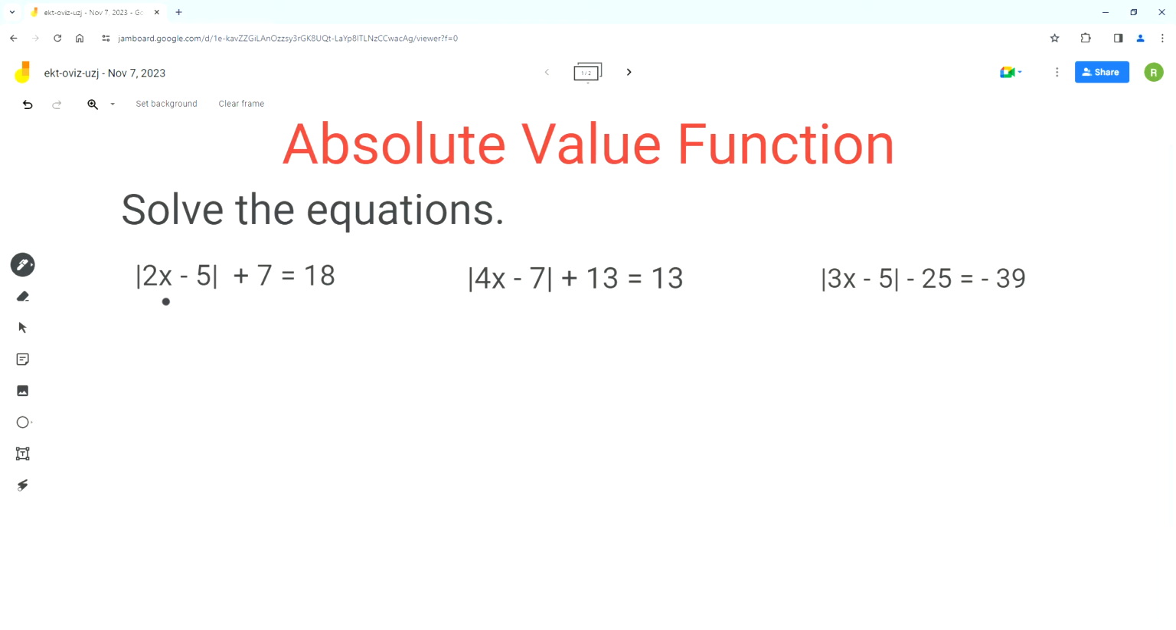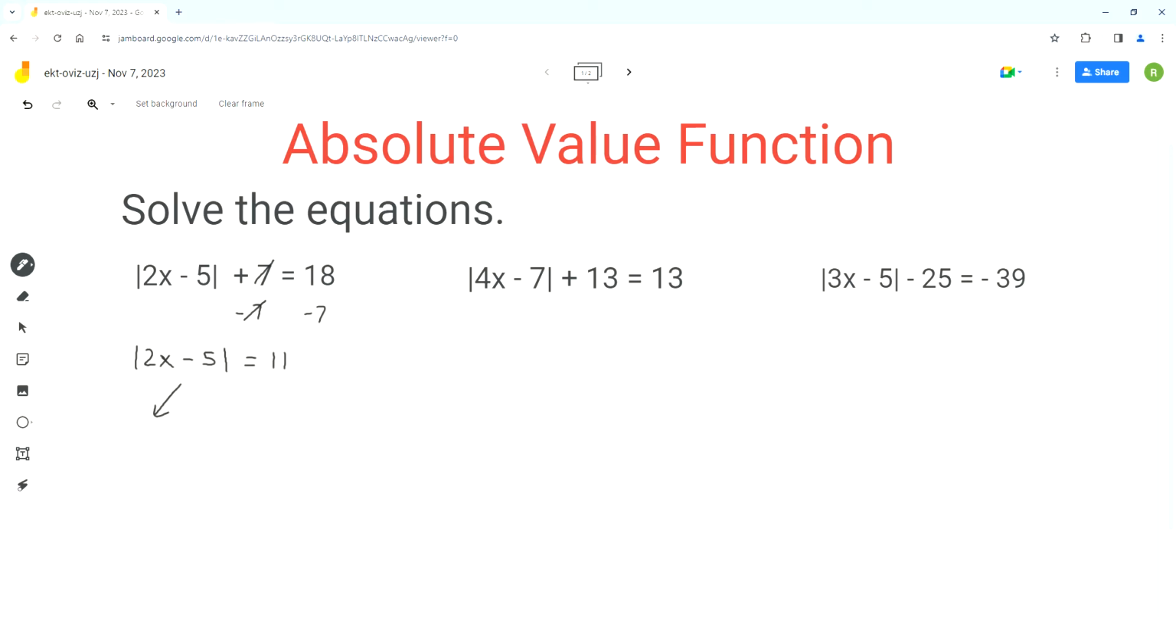First step here is to isolate this absolute value term by subtracting 7 from both sides. The 7's on the left side cancel each other out, so we are left with the absolute value of 2x minus 5 equals, now we do 18 minus 7 on the right side, and we get 11. Now we only have the absolute value term on the left side. So now we have to remove this absolute value function by writing this equation using two cases.